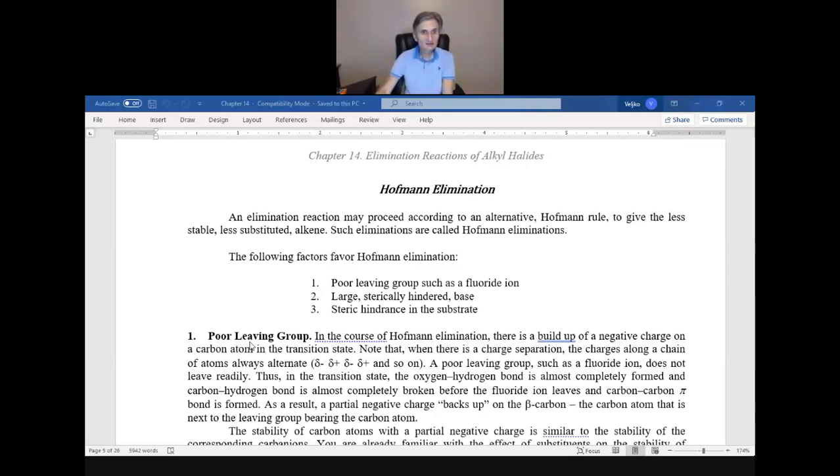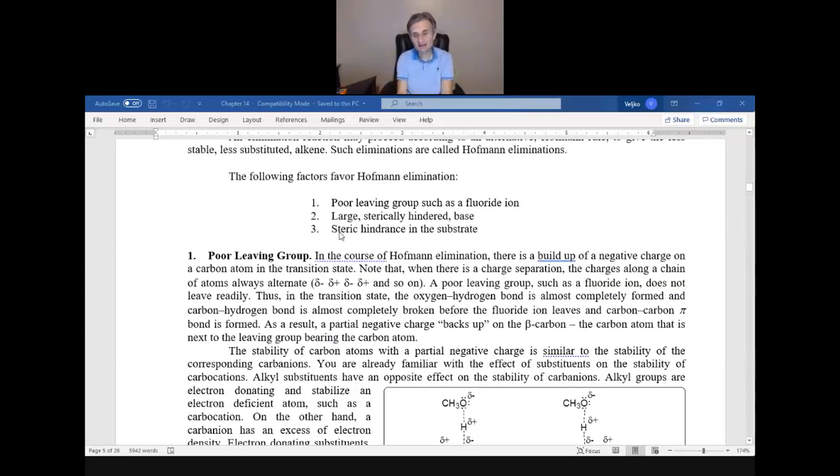Second factor is split into two factors, but basically it's steric hindrance. So if you have a sterically hindered base, that's going to be Hofmann elimination, or if you have a sterically hindered substrate, Hofmann elimination. And of course, if both are sterically hindered, then Hofmann elimination is favored to a greater degree.